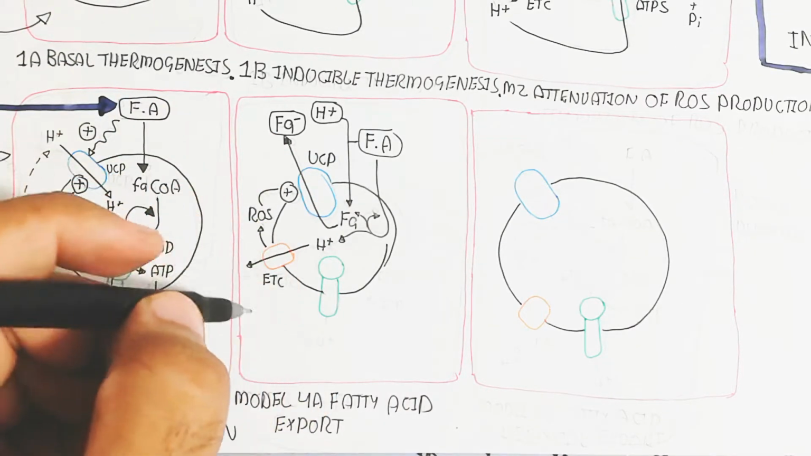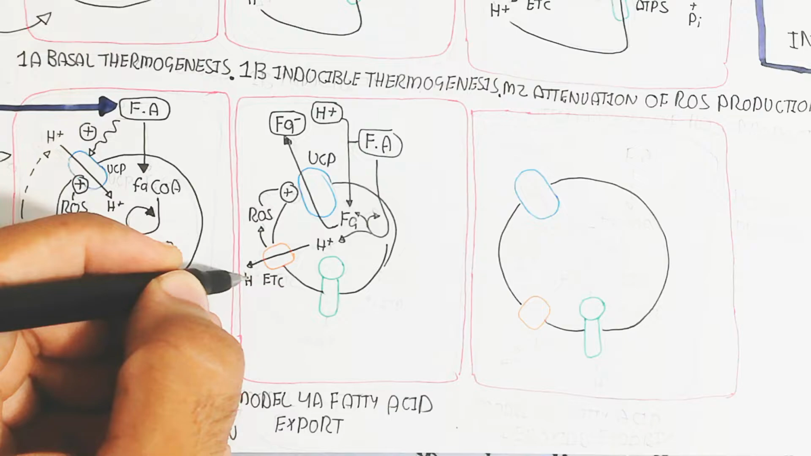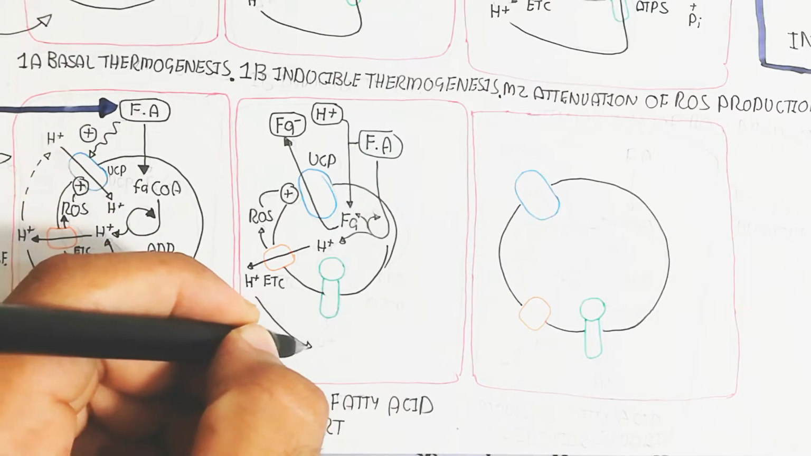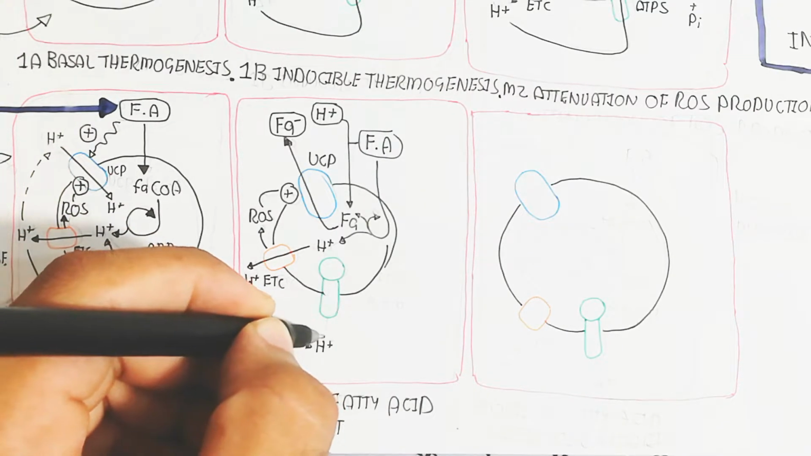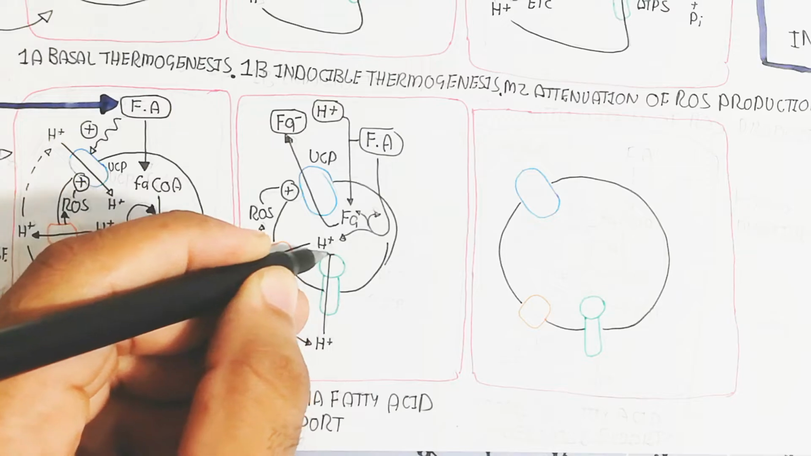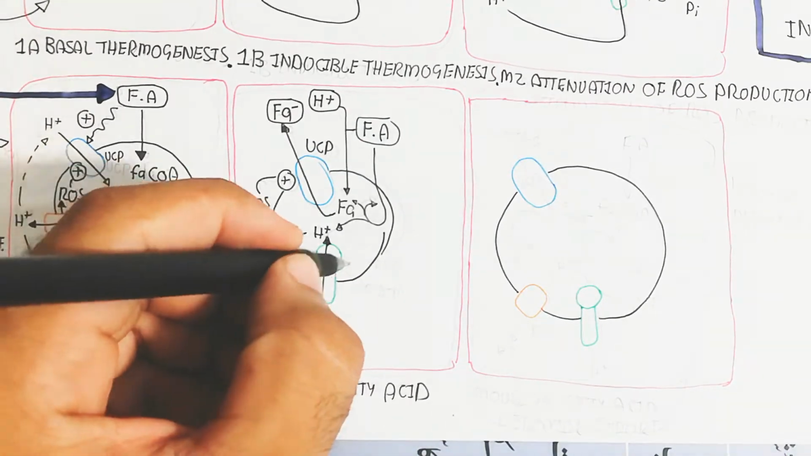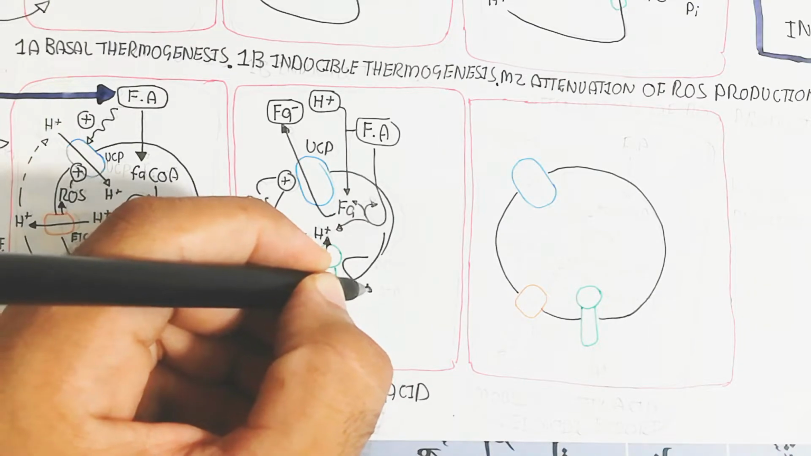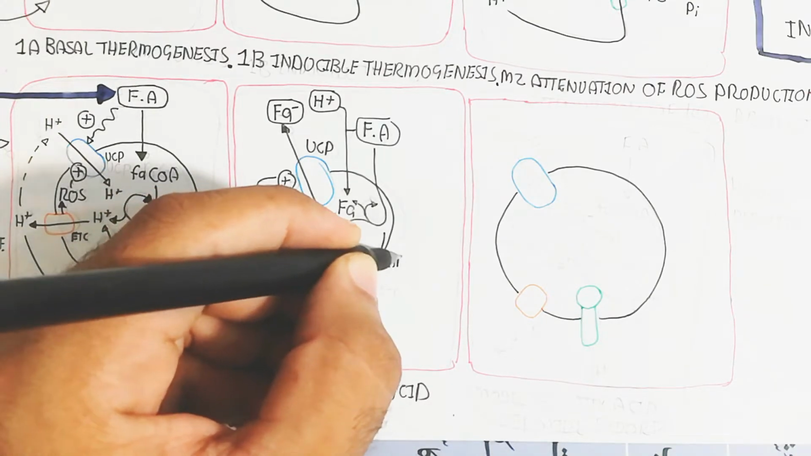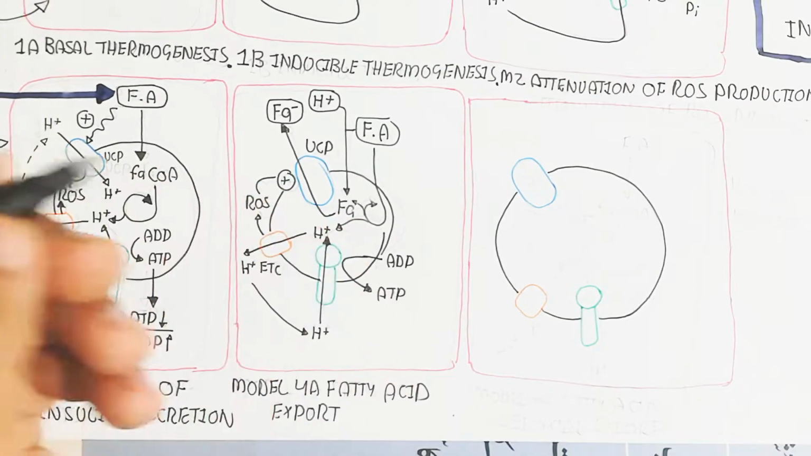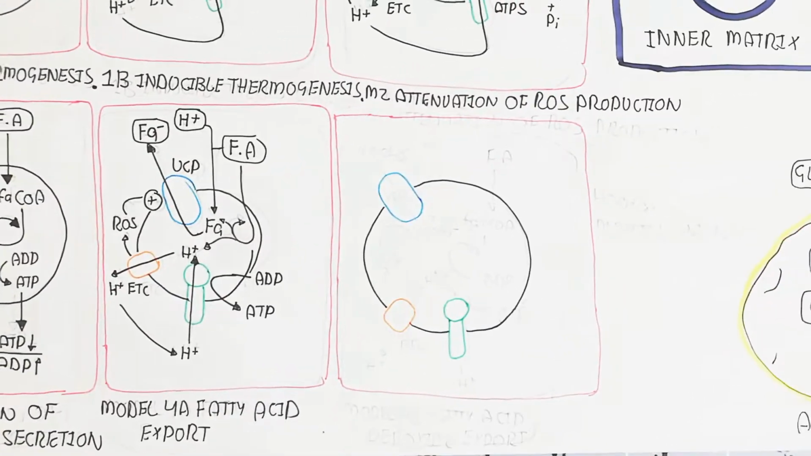fatty acid anion. This fatty acid anion is produced when the proton is added. In this way, the fatty acid anion will flux out through UCP and lead to heat production, and this fatty acid export causes thermogenesis, and in this way the heat is produced.